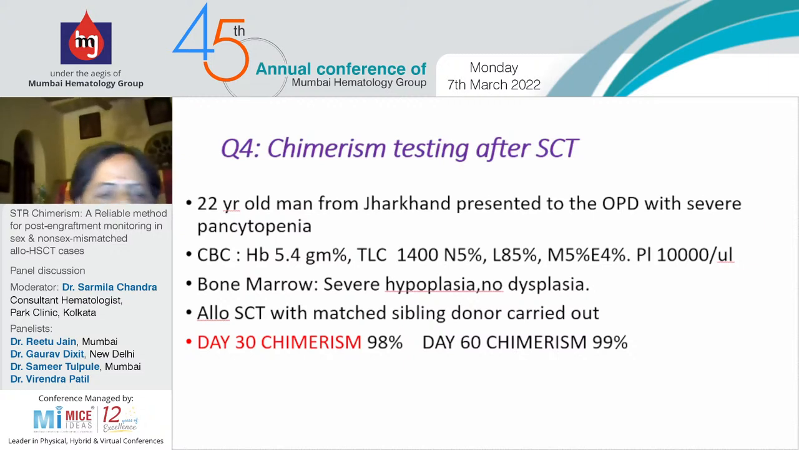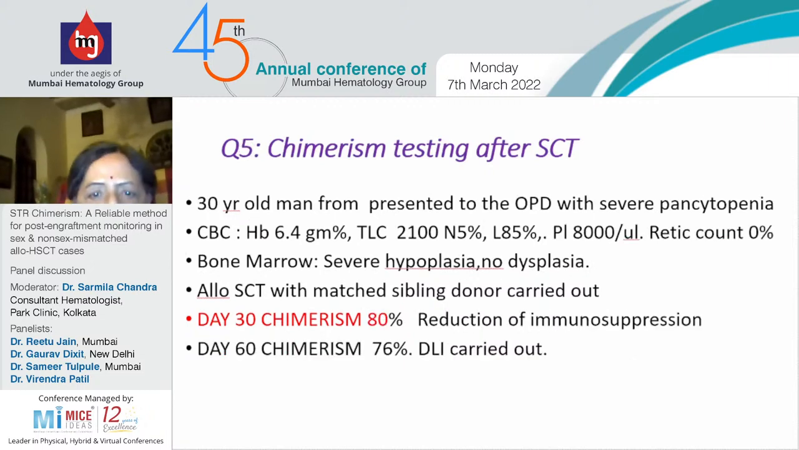Very happy, and everything was happy in this case. But unfortunately, the next case did not go so well. This man presented in the same way with a pancytopenia, and we diagnosed a case of bone marrow aplasia, and we also decided to carry a matched sibling donor transplantation very fast in the course of the disease.